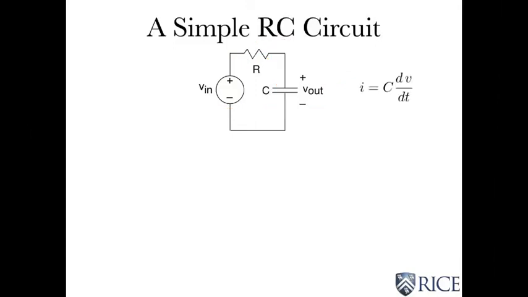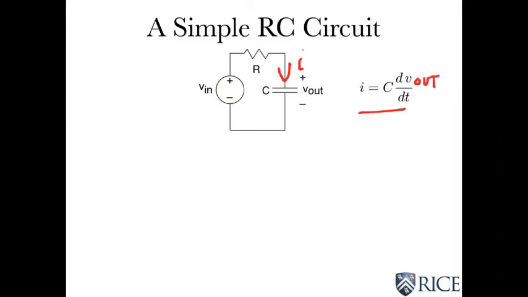Well, let me remind you what the VI relation is for the capacitor. The current is proportional to the derivative of the voltage. So we need to see how that comes in to solve the circuit. So remember, that current I has to be, for this VI relation, going in the positive side of voltage. And V is now V out, because for this circuit, that's what we're playing with.